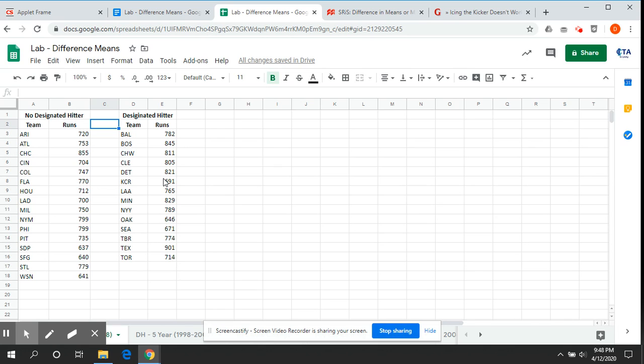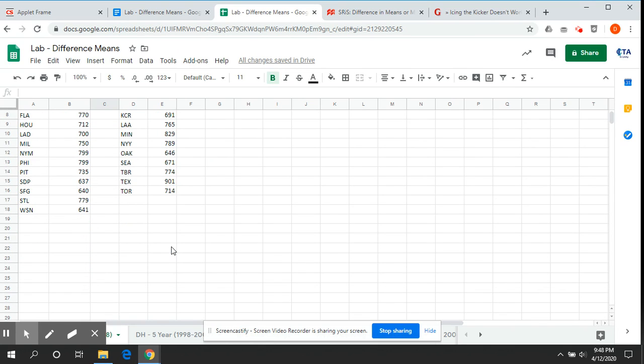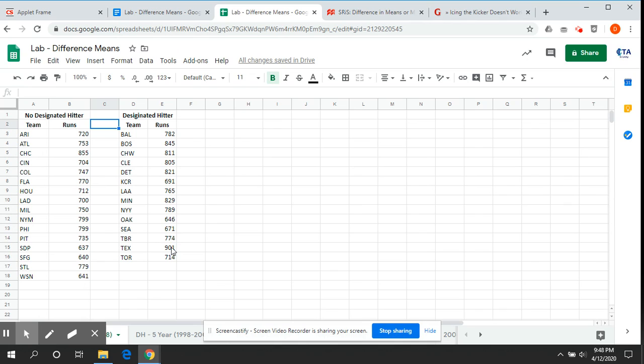Now, I just randomly picked the year 1998. Don't ask me why I picked 1998. It was just the year that I picked. All right. So what we're going to do here is I'm going to take these numbers and paste them into the applet.